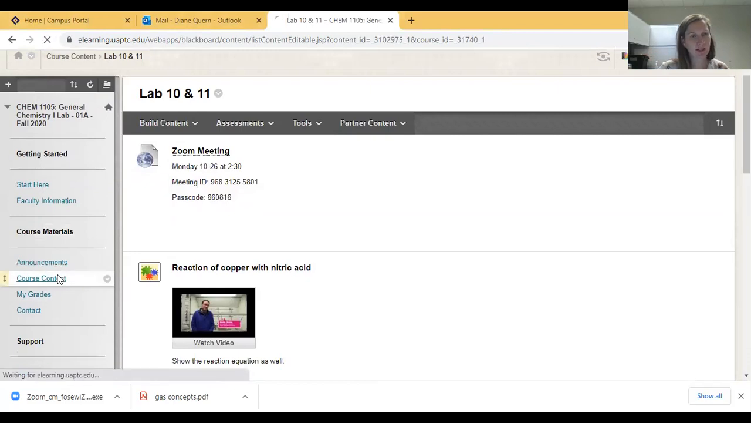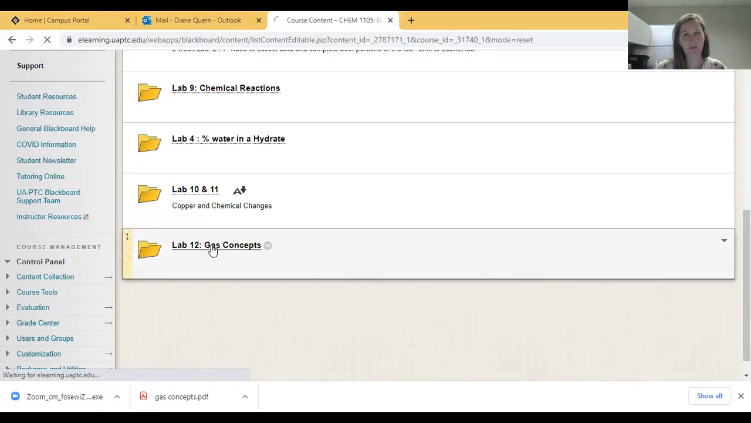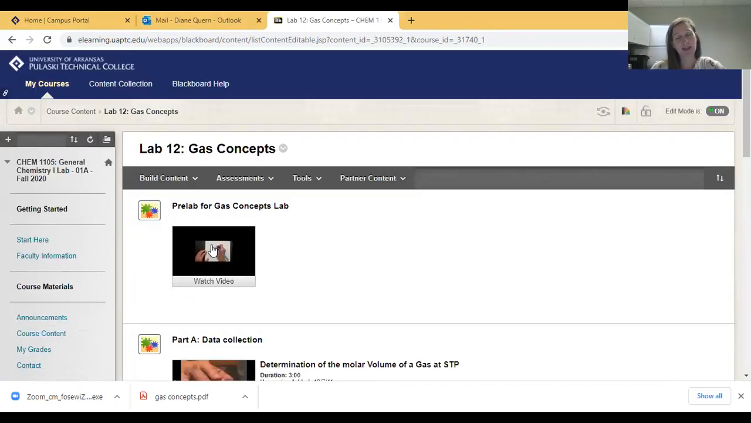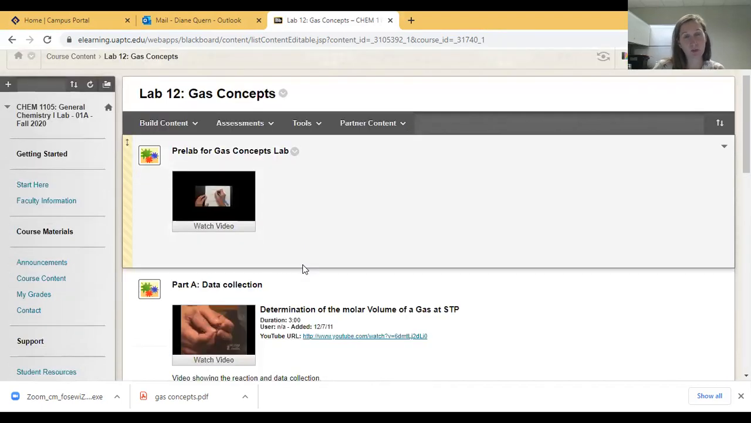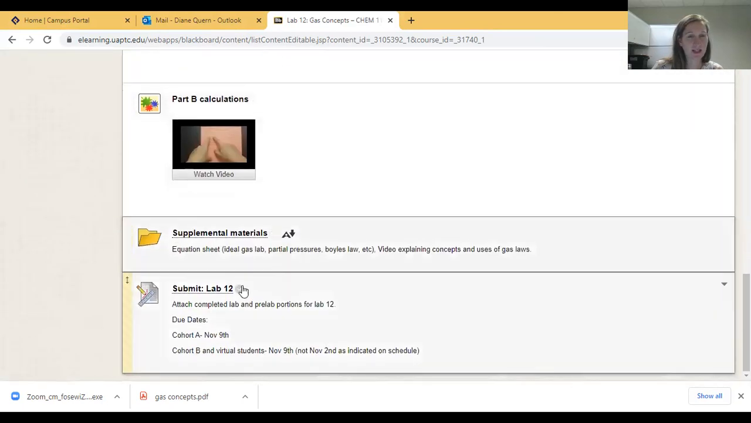Quickly, before we start doing this lab, I do want to point out something because I changed the due date. Lab 12, the gas concepts lab, is scheduled for cohort B, I believe, to be doing this week. I know you guys haven't started covering gas concepts in the lecture portion yet, so I actually changed the due date. If we go all the way down, you can see at the submit link, it's going to be due November 9th for everybody. It was originally due for cohort B on November 2nd. I changed that to the 9th so that everybody has it due on the same day.